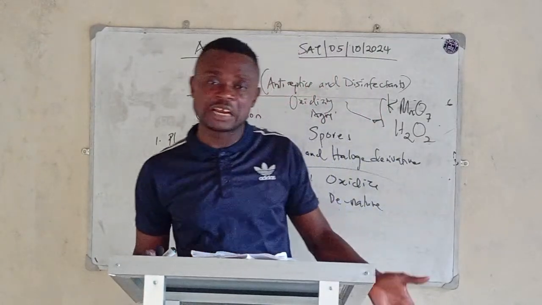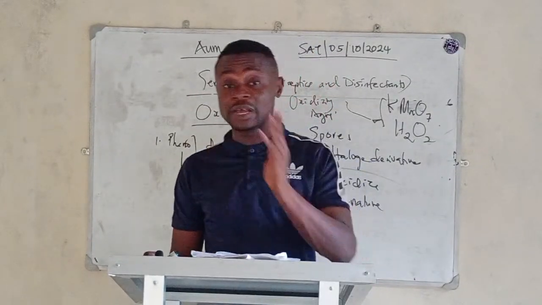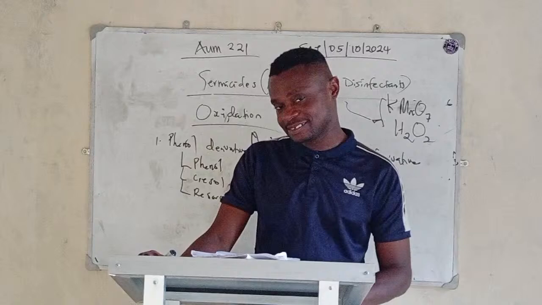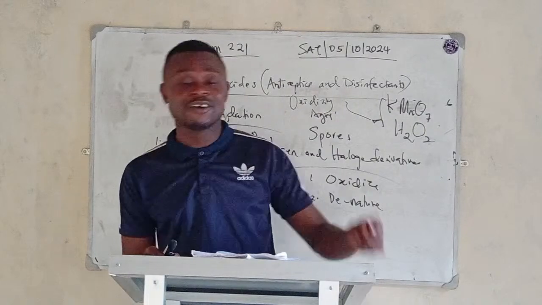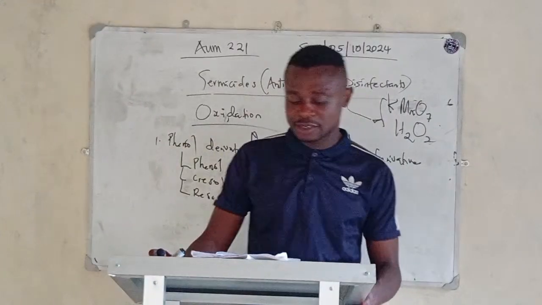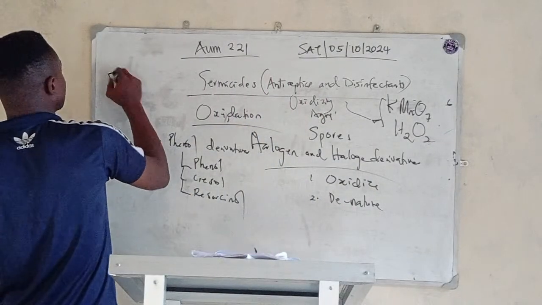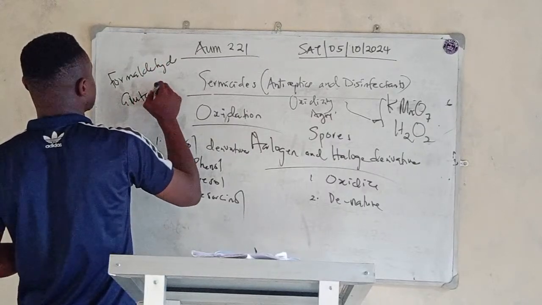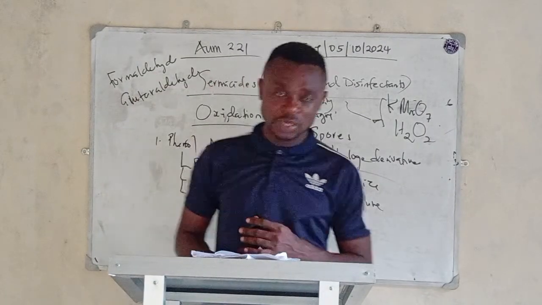Under alcohol, we have ethanol and isopropanol, which is isopropyl alcohol, and water. We don't have aldehyde here. Aldehydes are also a group. Under aldehydes, we have your popular formaldehyde, from where you get your formalin, and then glutaraldehyde.